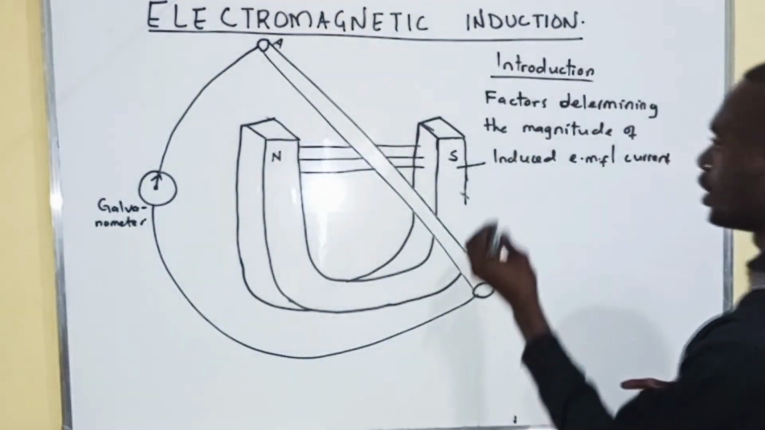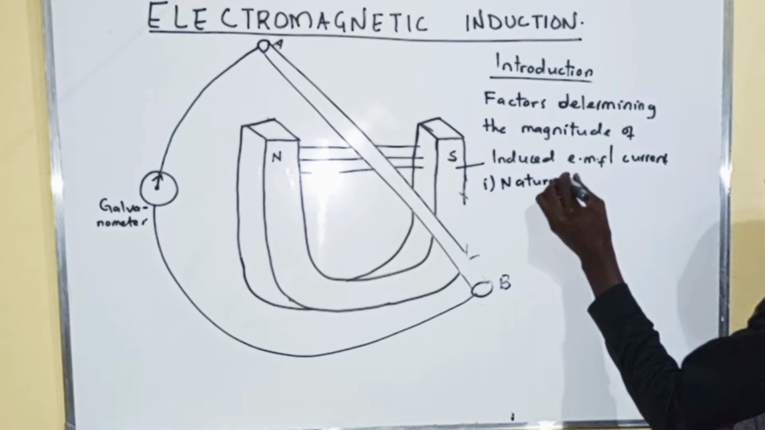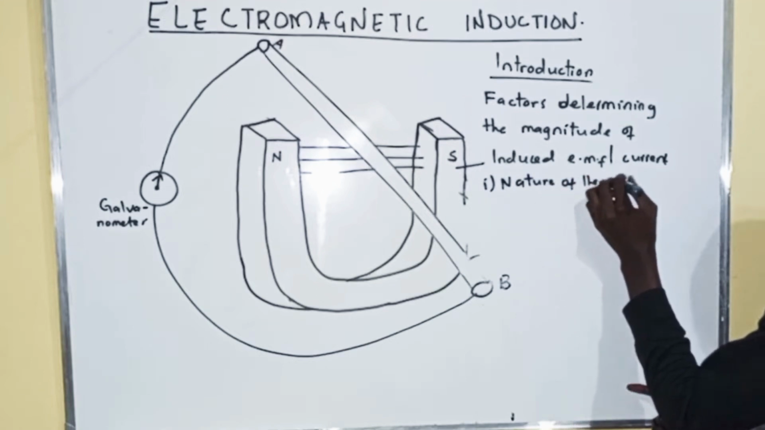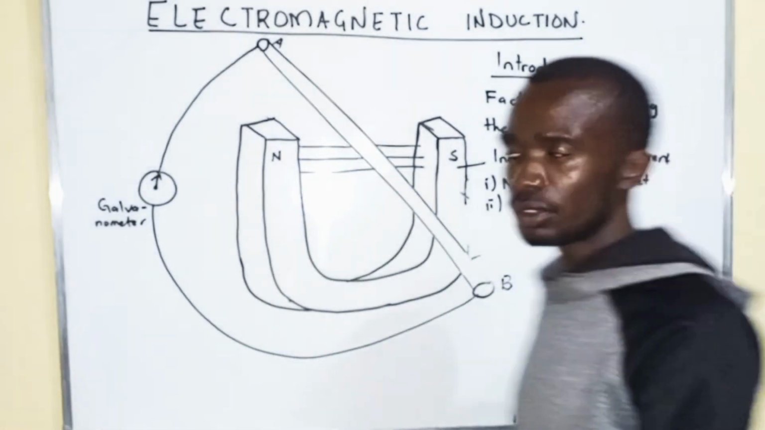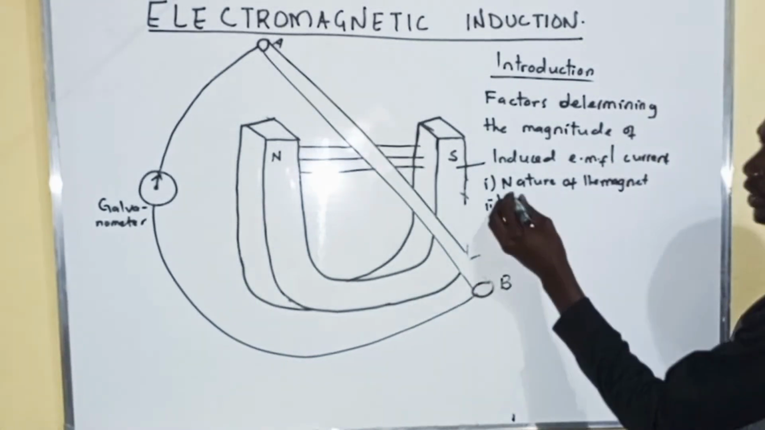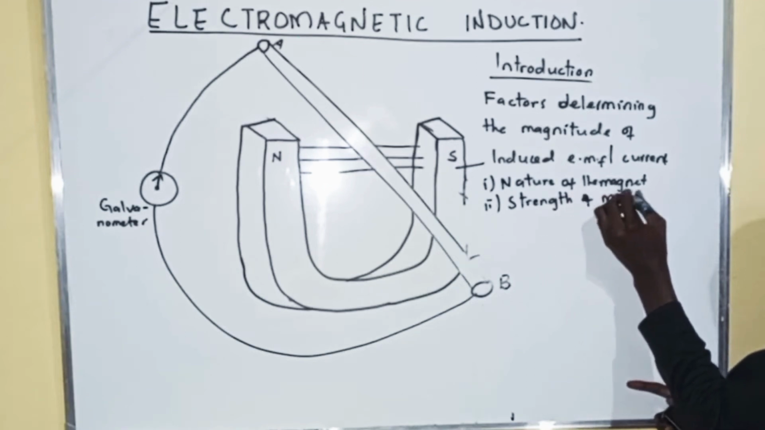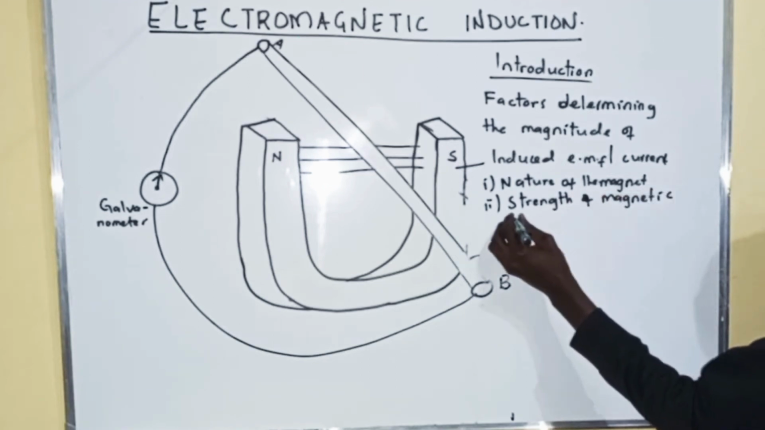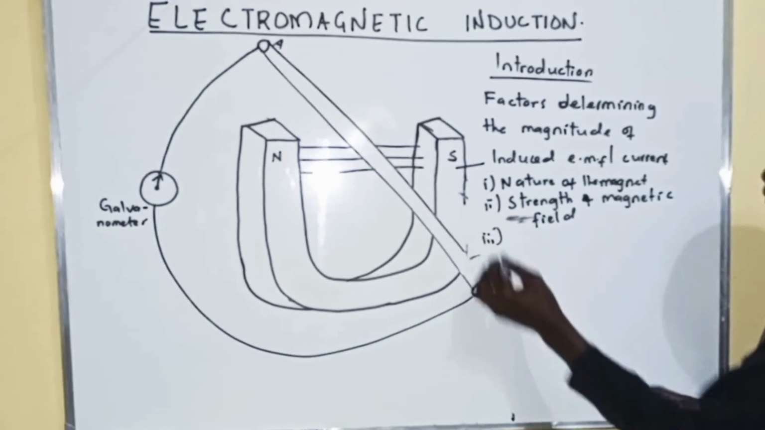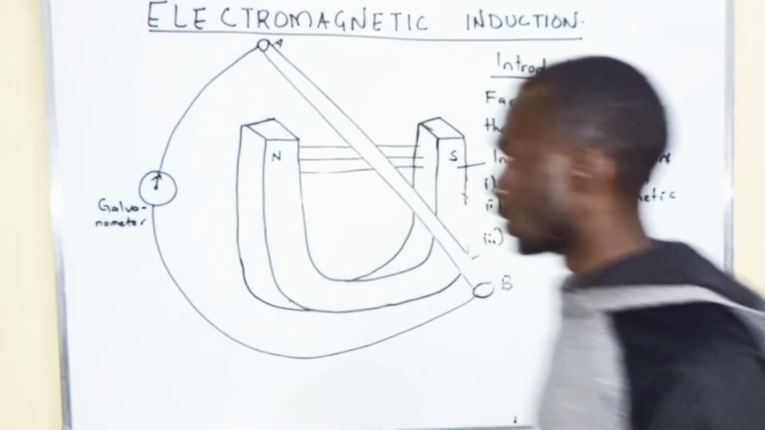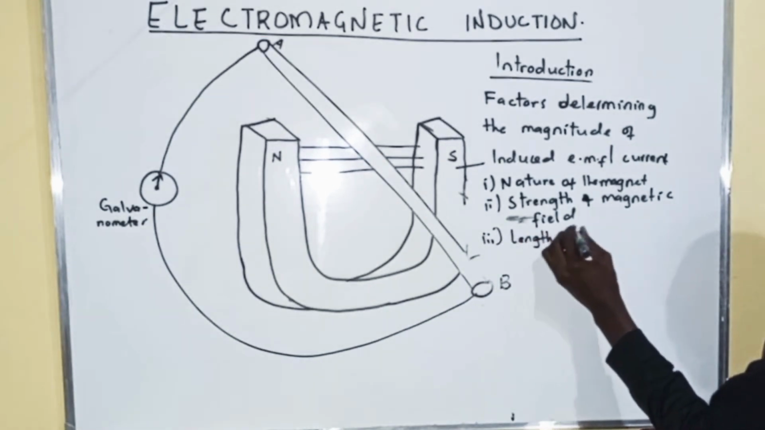The first factor is the nature of the magnet. The second factor is the size, that is the strength of the magnetic field. The third one is the length of the conductor. In this case, the length of this copper, the length of the conductor.